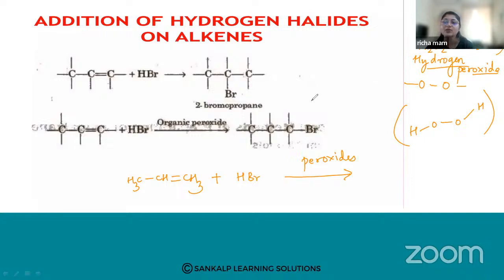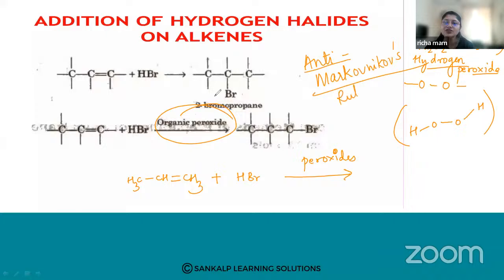Whenever there is an organic peroxide, if peroxide is written on the arrow, then what will happen? They will follow the anti-Markovnikov rule. Anti means the reverse of the Markovnikov rule. So if peroxide is written on the arrow mark, it will follow the anti-Markovnikov rule.